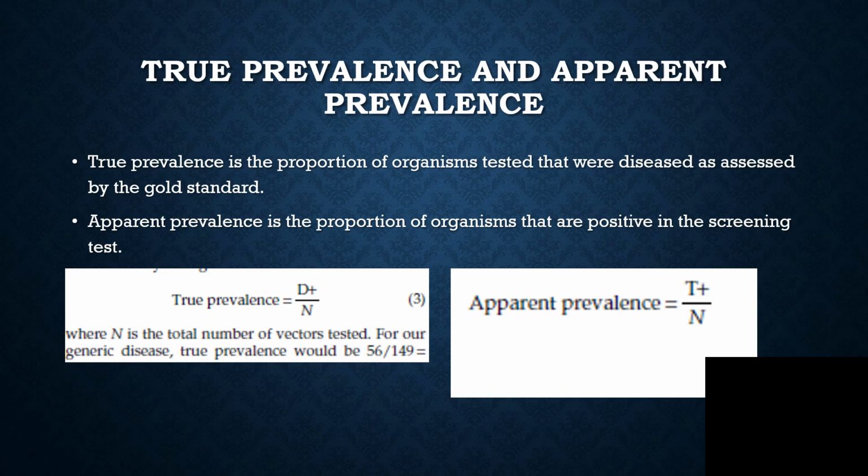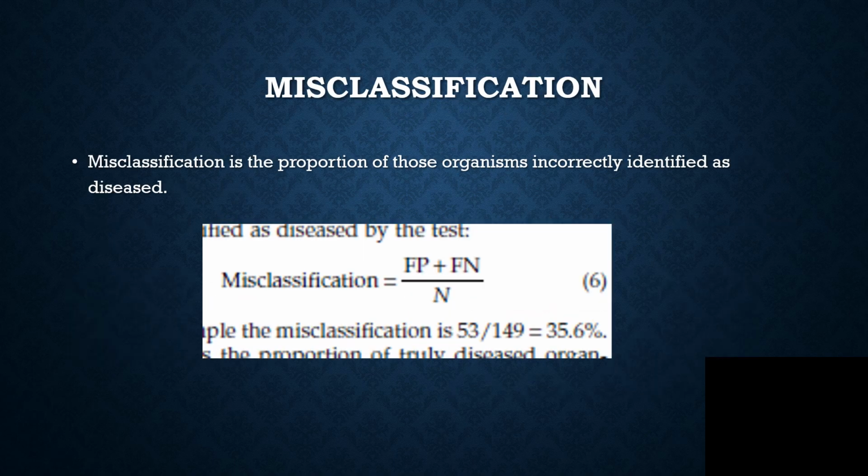Throughout the slides, you're going to see that there are different equations for different types of scenarios or proportions that you want to measure, and you get a certain percentage. And so misclassification, again, you have your equation here. Misclassification is the proportion of organisms incorrectly identified as diseased. This time you have false positives and false negatives as two variables divided by the total.